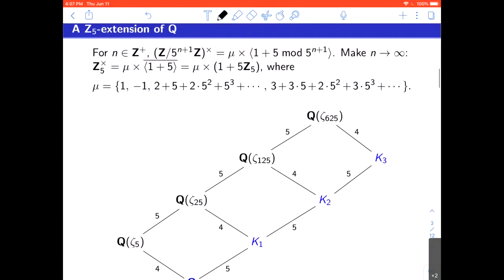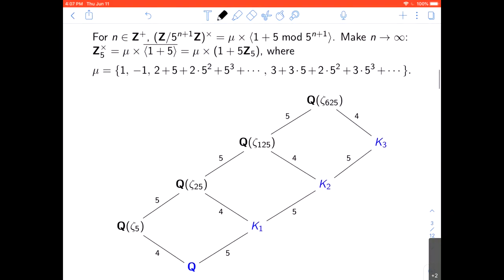Okay, so I want to go over something I brought up at the end of last time with a little bit more nicely detailed diagram. I want to describe how we can construct an extension of the rational numbers whose Galois group looks like the 5-adic integers, the additive group of 5-adic integers. So we know that we can construct an extension whose Galois group is isomorphic to the 5-adic units. That's just adjoining all the 5-power roots of unity.